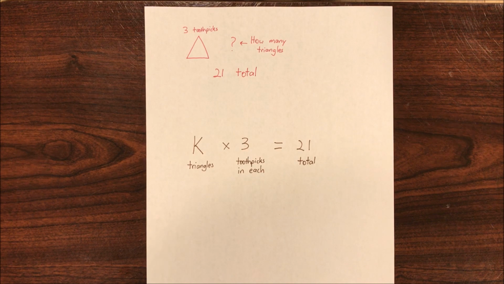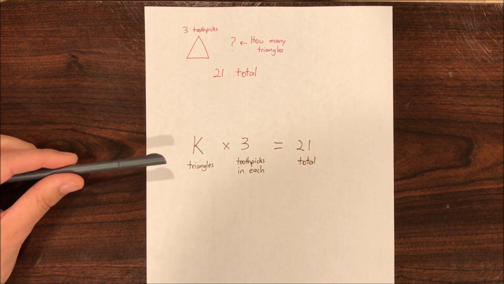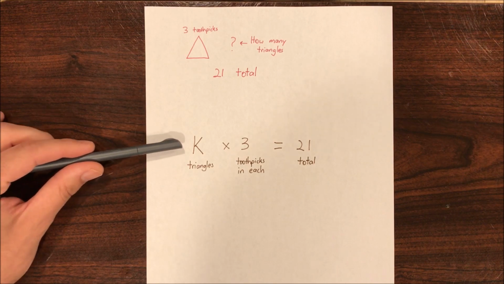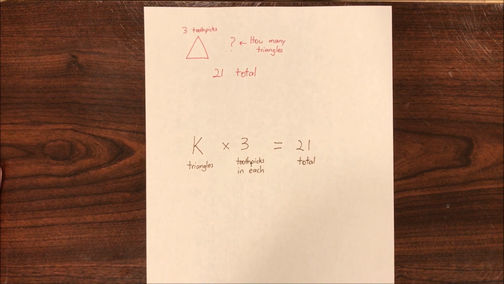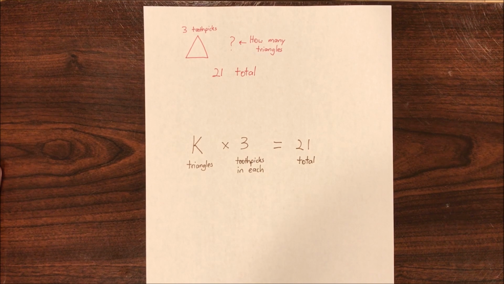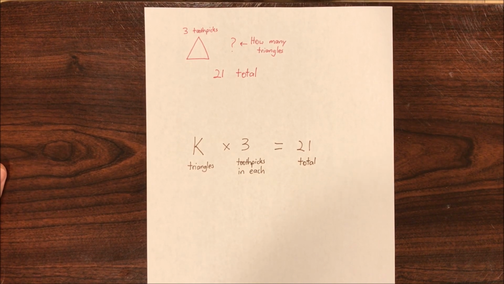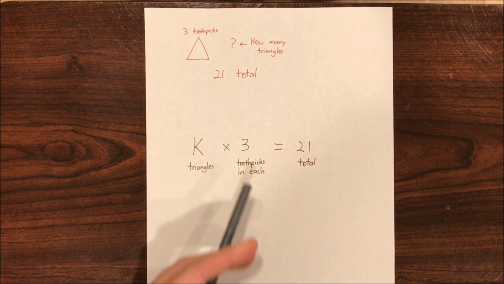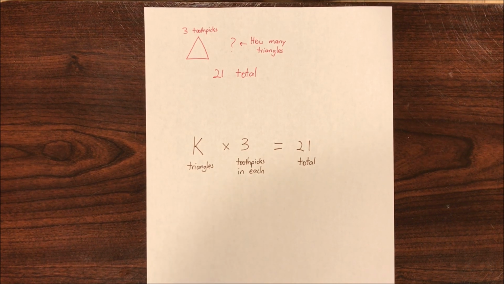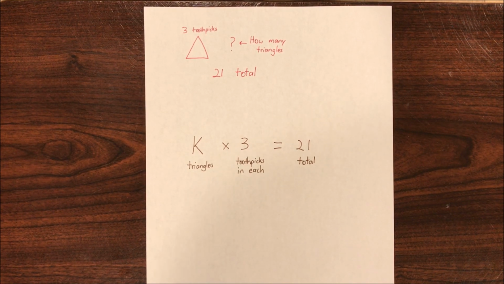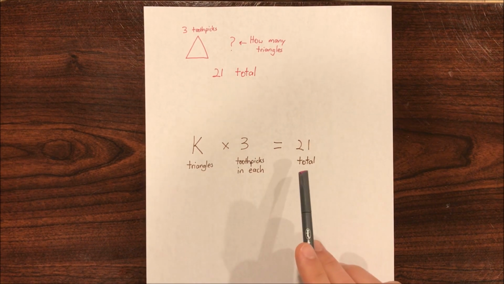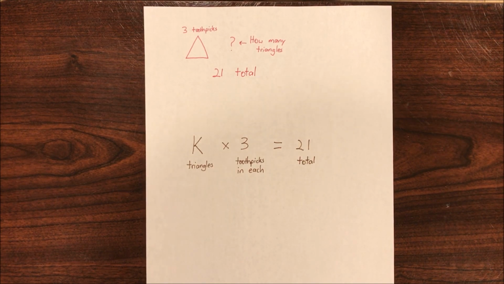Another student that I had represented like this. They wrote a number sentence. They put K, and they labeled it triangles, because we don't know how many triangles Arnold can make. They wrote 3, and labeled it 3 toothpicks in each, because we know there are 3 toothpicks in each triangle. And then they wrote equals 21. They labeled it the total, because we know that Arnold had 21 total toothpicks.